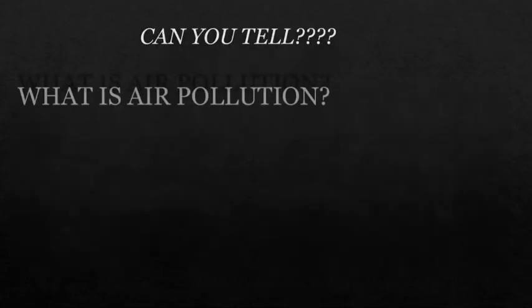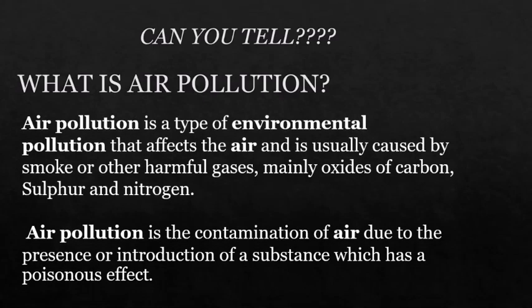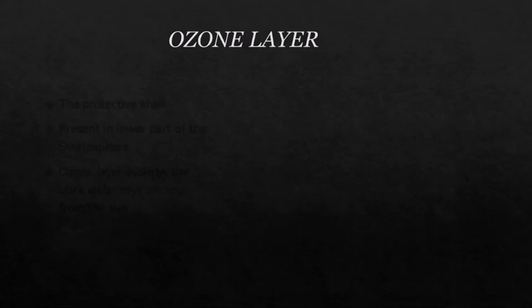So now, can you tell what is air pollution? Well, air pollution is a type of environmental pollution that affects the air and is usually caused by smoke or other harmful gases, mainly oxides of carbon, sulfur, and nitrogen. Air pollution is the contamination of air due to the presence or introduction of a substance which has a poisonous effect.